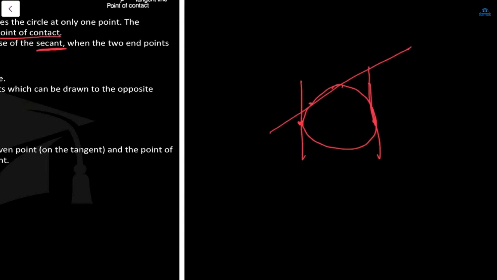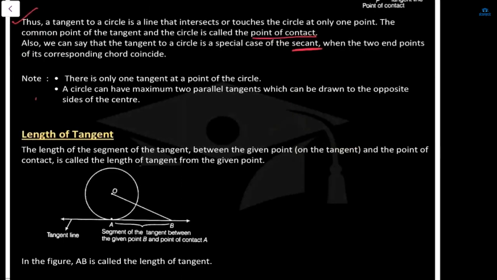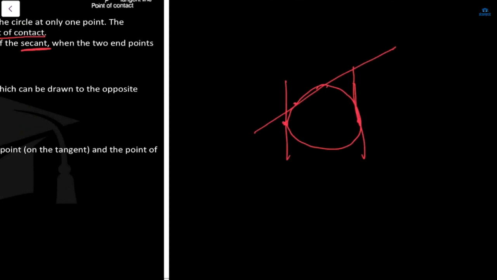Parallel tangents, look at this one. A circle can have maximum 2 parallel tangents which can be drawn to opposite sides of the center. Parallel lines, they never meet. Ma'am, I was asking that a circle can have maximum two tangents only. No, that I'm not saying. From every point you can have a tangent, na? From every pair, parallel, the opposite tangents should not meet.